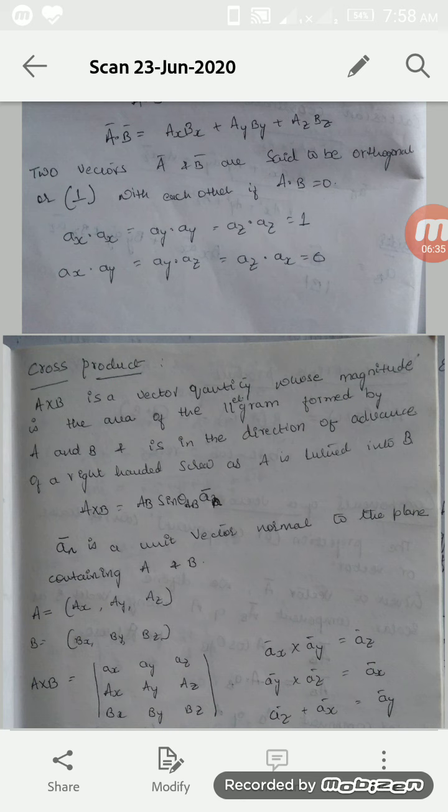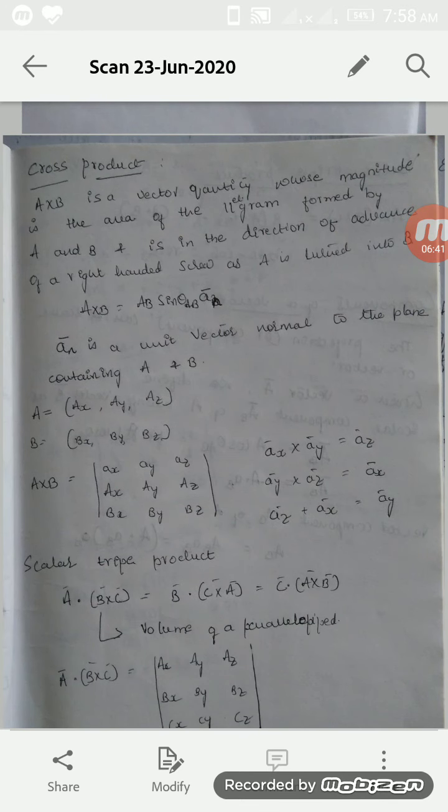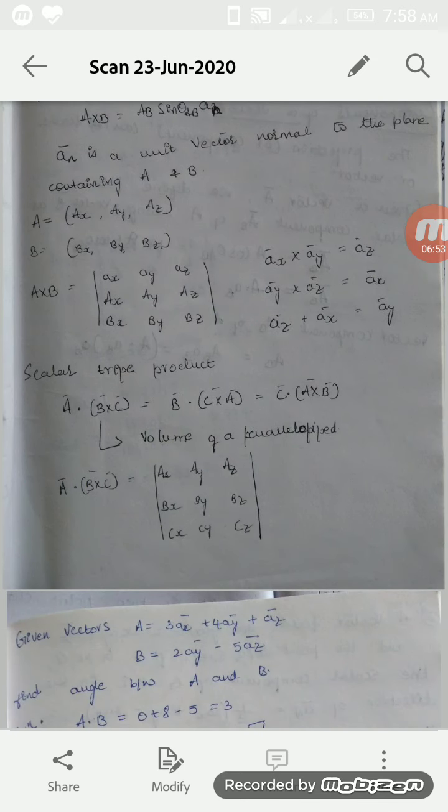We have a direction here, where a_n is a unit vector normal to the plane containing a and b. So represent two vectors a and b, a cross b is written in matrix form and matrix multiplication is done. So a dot (b cross c), that definition also is given, and that is the volume of a parallelepiped. So you have to know what the dot product and cross product are, which are the vector multiplications very important for our electromagnetic analysis.